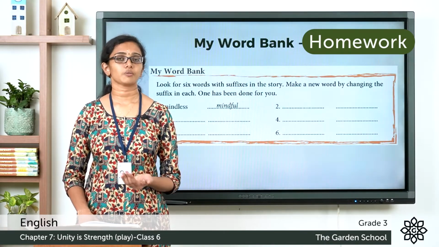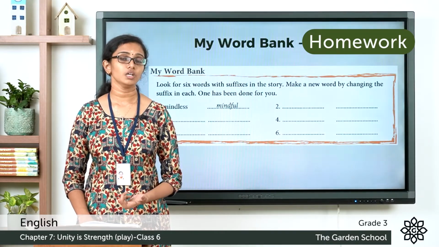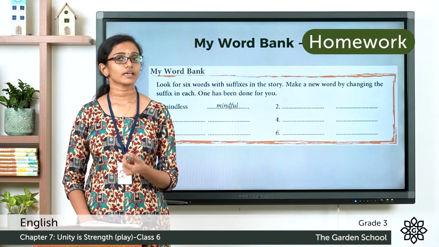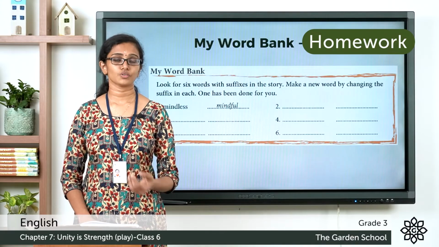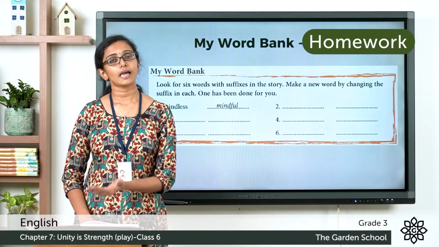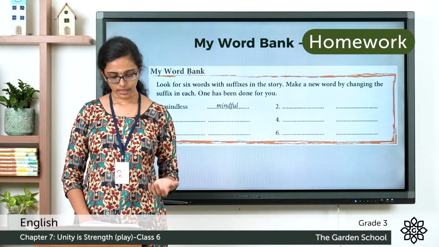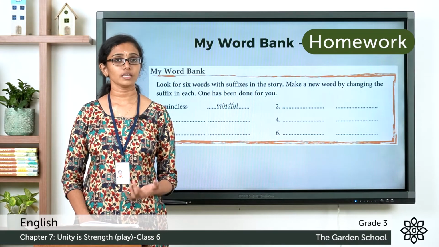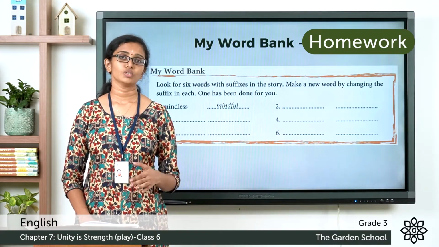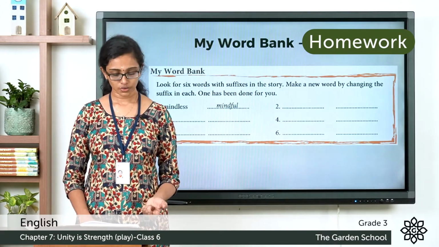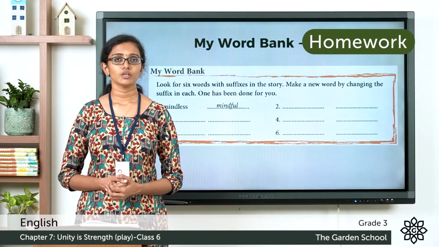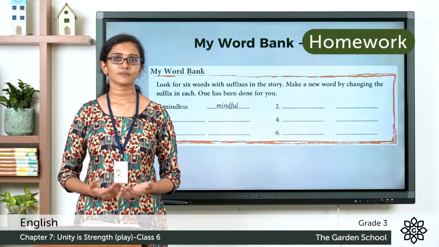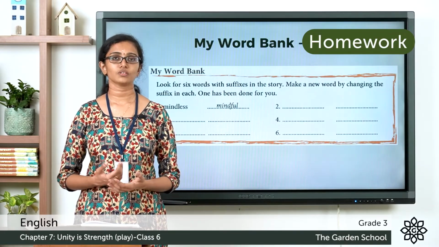And let me say one more example to you. Helpful is a word from the story and you can change the suffix ful to less to change the word helpful to helpless. Similarly, we can find 4 more words from the story with suffixes and use it to change it to a different word. This also you can do as a homework. You can write these words in your notebook. So once you are done with all these exercises, please do take a picture and send us through Teams.